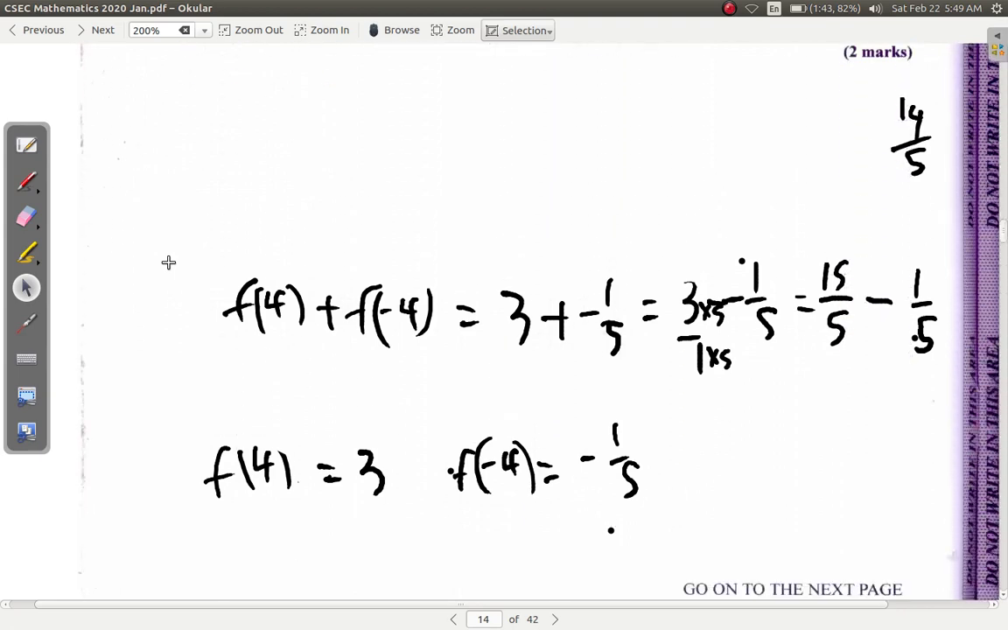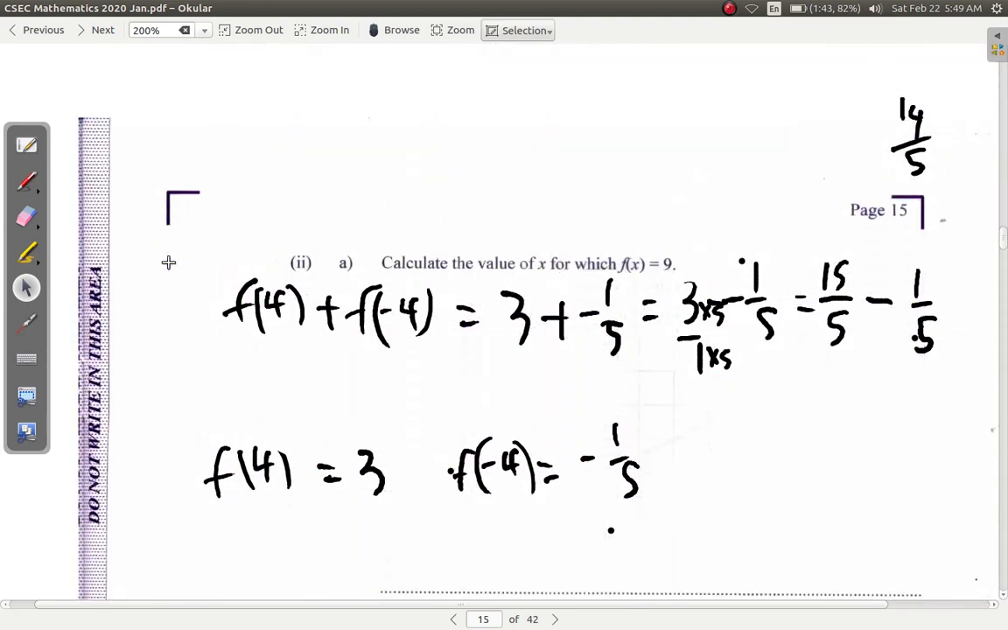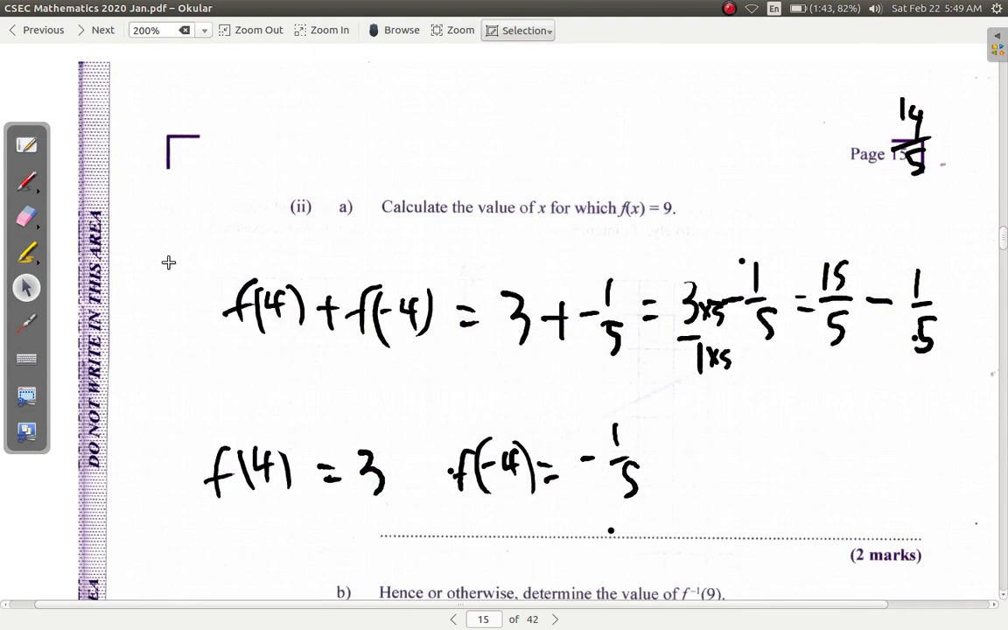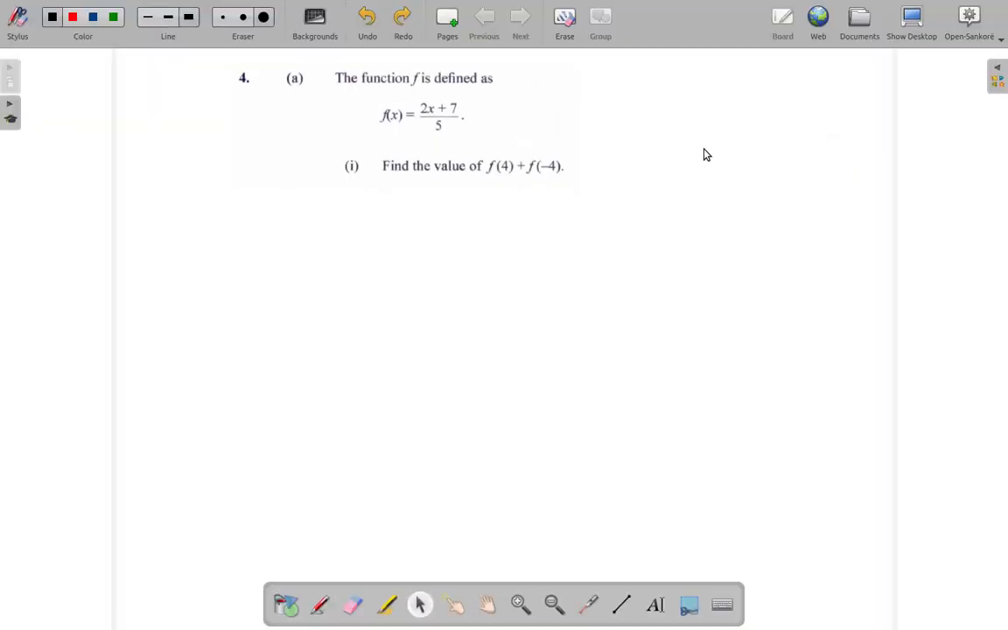The next thing in this question, they say, calculate the value of x for which f of x is equal to 9. Let's copy this and put it on our other whiteboard. I've already copied the function here. So instead of scrolling back and forth, up and down, to look back at the function, we have it right here in front of us.